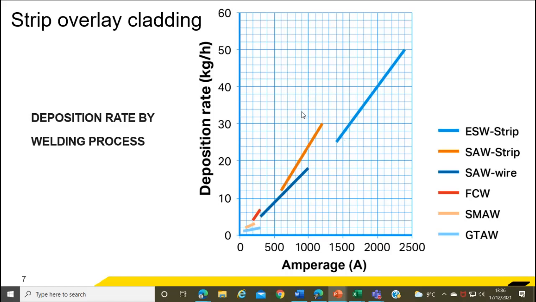But the biggie here, as you can see, is this electroslag welded strip. So deposition rates up to 50 kilos an hour. So it's a world away from down at this bottom end.